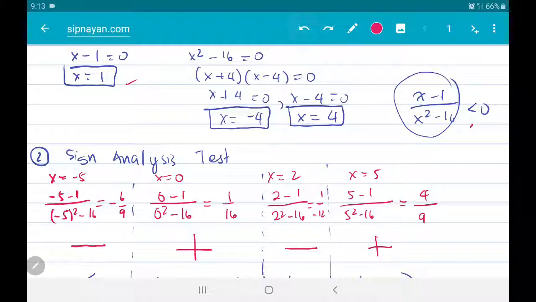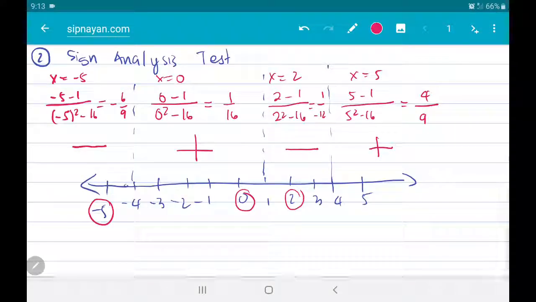Oh, by the way, sandali. Yung 0 ay kailan magiging 0 yung function? Pag yung numerator niya ay 0, di ba? So, 0 over something. At magiging 0 ito pag 1, di ba? So, pwede natin i-test yung mga critical values. Di ba here? Yung critical values yan, di ba? So, 1, 4, at saka negative 4.